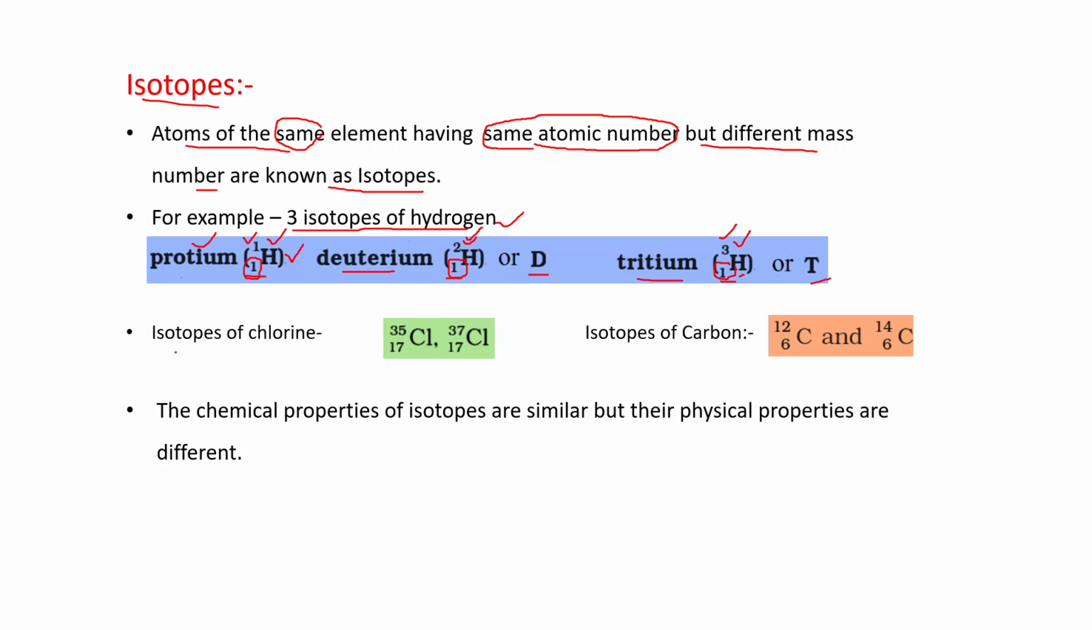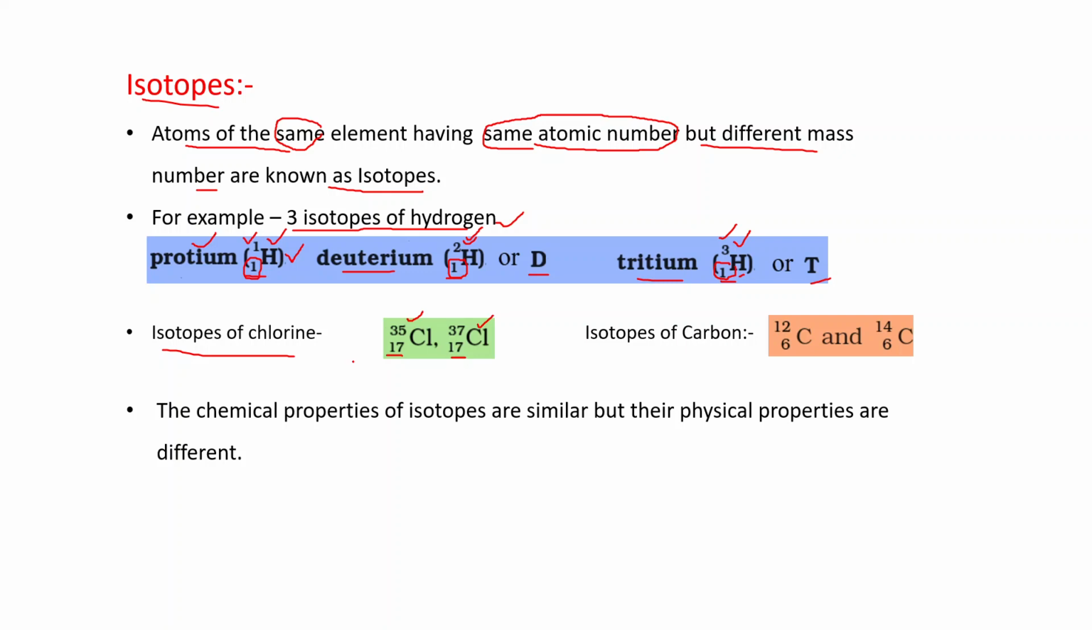Okay, like isotopes of chlorine. There are 2 isotopes. These are known as chlorine 35 and chlorine 37. Mass numbers are different. Atomic numbers are the same. And again, the difference in mass number is due to the number of neutrons.